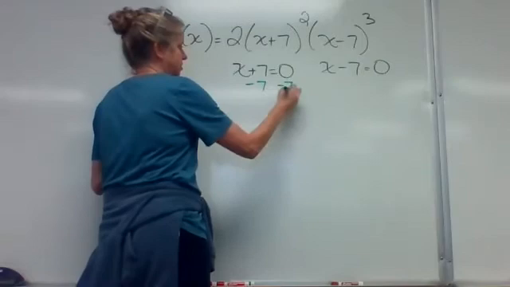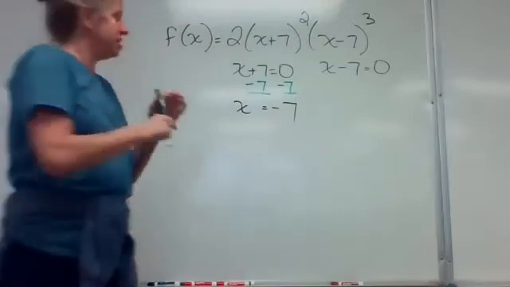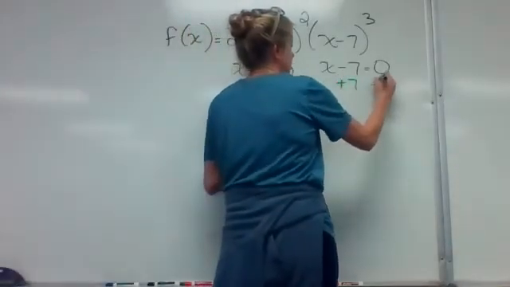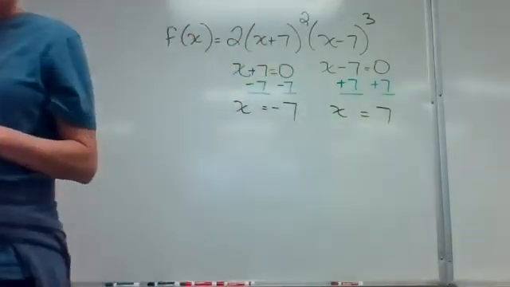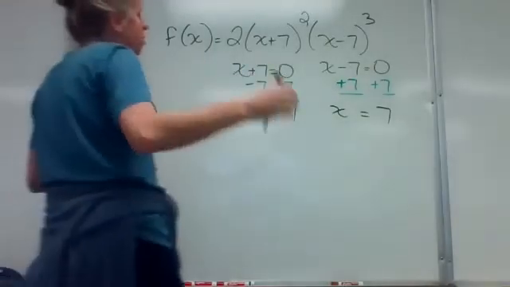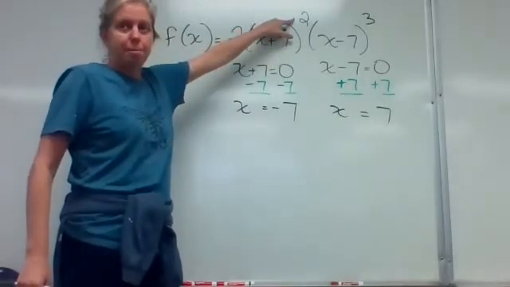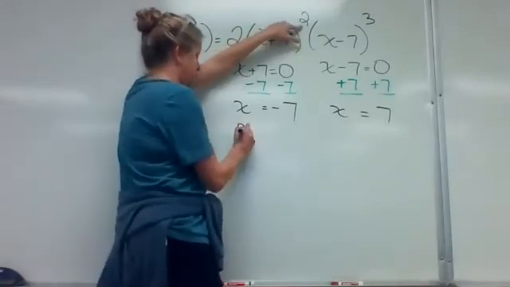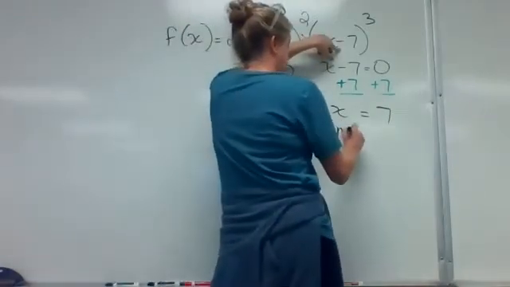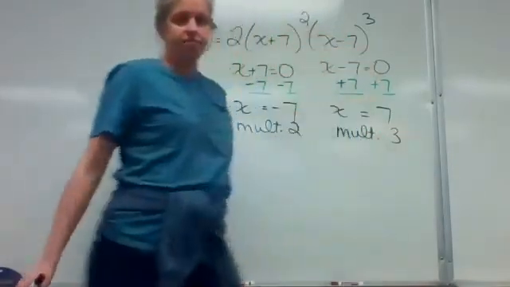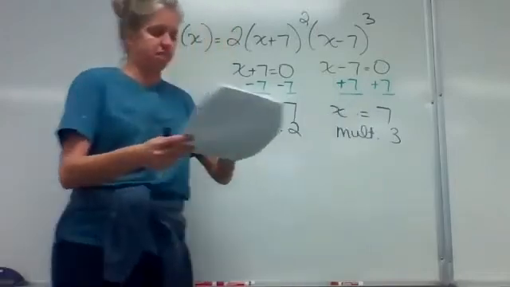So subtract 7s here. So x equals negative 7. And here add 7s to get x equals positive 7. So the zeros are negative 7 and positive 7. So now remember where the multiplicity comes. The multiplicity comes from the exponent of what that factor was. So this one's multiplicity is 2. And this one's multiplicity is 3. So negative 7 has a multiplicity of 2. Positive 7 has a multiplicity of 3.